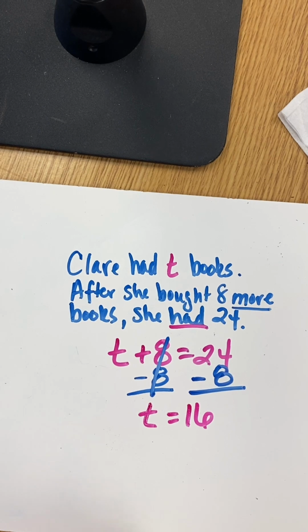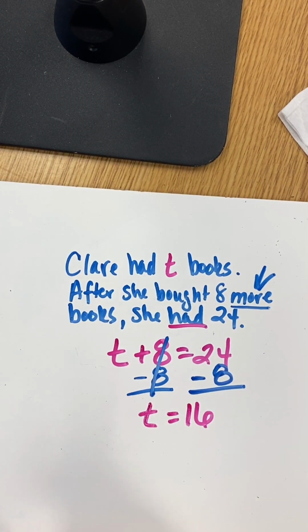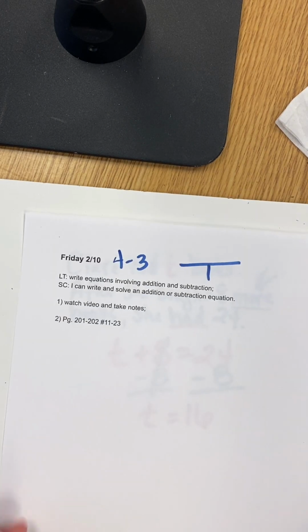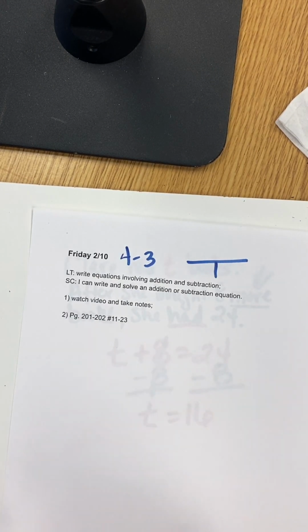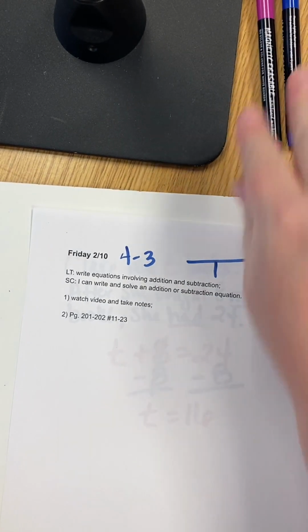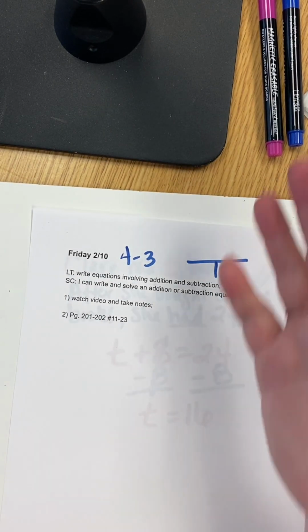Okay, so read really carefully, look for all of those words that are going to tell you if it's subtracting or adding, and then you're going to do page 201 through 202, numbers 11 through 23, and then correct your work for Friday, and then make sure you turn everything into Mr. Marcotte so I can grade it.